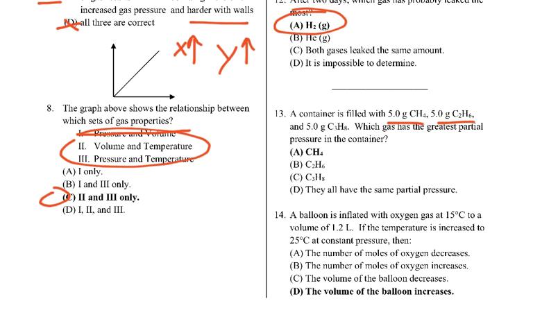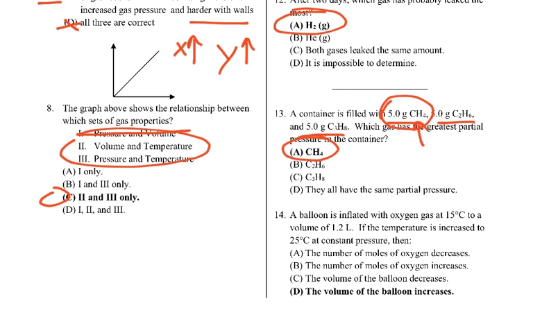So 5 grams, 5 grams, and 5 grams, we have to change them all to moles. So CH4 weighs less than C2H6 or C3H8. So this one is going to give us the most moles. So that's why it's going to have the greatest partial pressure.